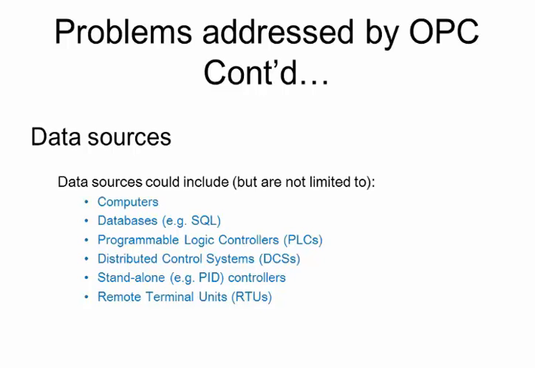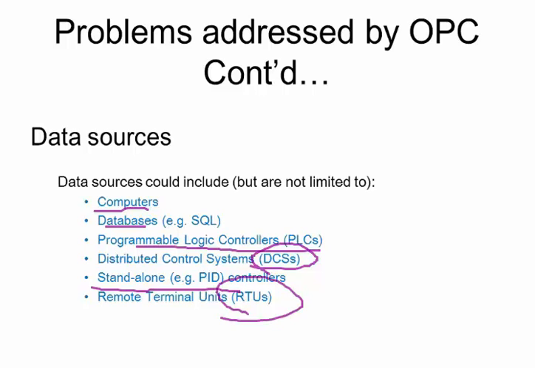OPC was an attempt originally to address this. The intent was to get a common protocol that all of these things could talk. Data sources in the OPC space include standard computers talking to databases, PLCs, distributed control systems, standalone PID controllers, and remote terminal units. The intent was that all of these could provide raw data, and that data could be consumed by clients elsewhere in the system. So OPC is all about communications.